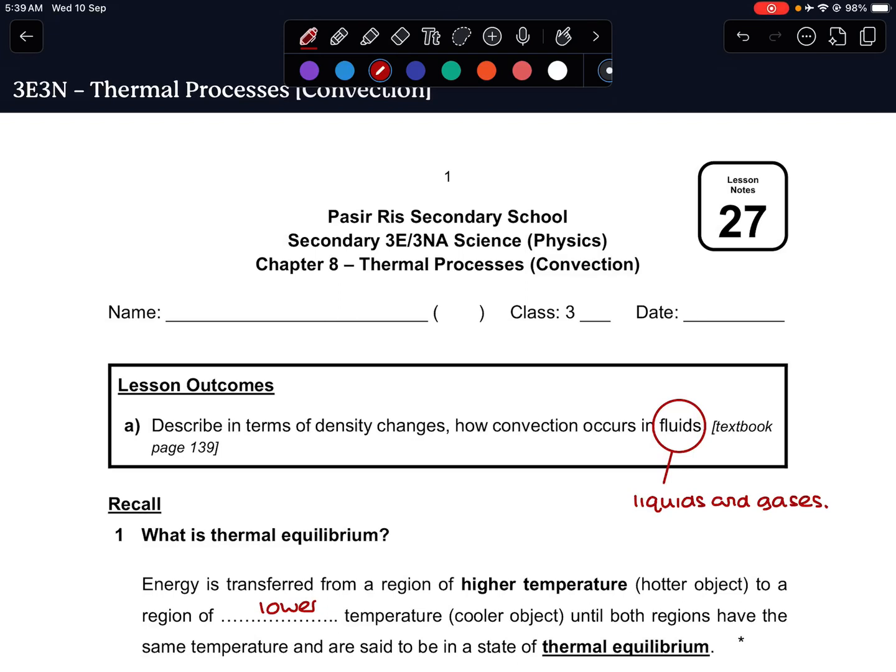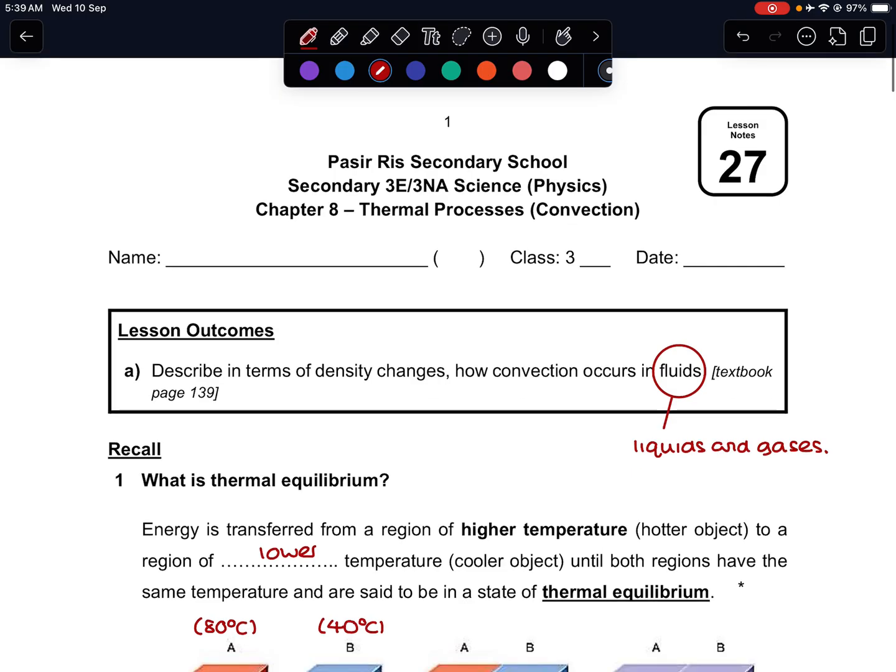Okay, so this topic will be on convection, right? Where we will go through this final part for your end of your exams. So now let's take a look at the lesson outcome over here. We will be describing in terms of density changes.